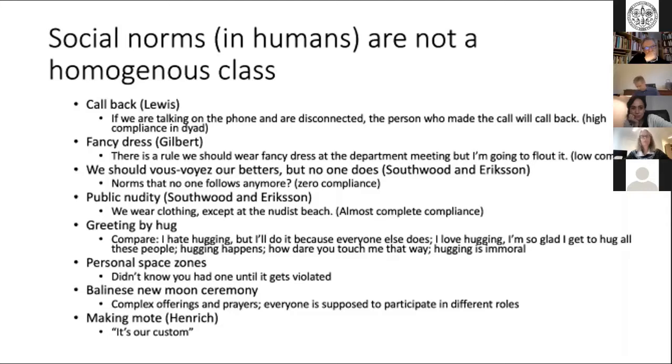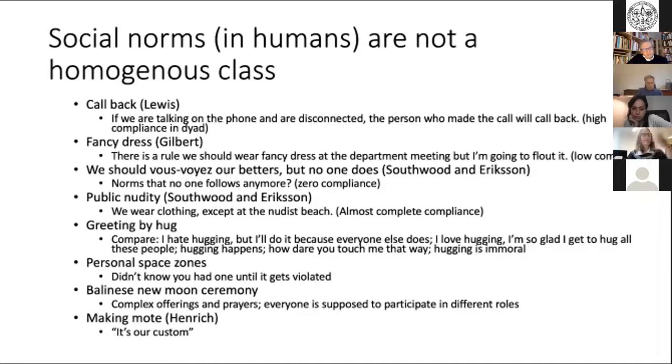It's a norm that exists between groups of individuals, two people, that if we're talking on the phone and we're disconnected, the person who made the call will call back. This is social in a dyad. There's high compliance in the dyad. But interestingly, there's not conformity in this case, right? So sometimes social norms, and some of the descriptions of social norms, it was behaviors that are very common in this group. And in this example, it's the pattern that's common, but it's not particularly the behavior that's common, right? If everyone just called back, then the goal would not be achieved. So it's important to recognize that there's a distinction between conformity and norm following in humans. And we should expect, if we're going to find norms in non-human animals, that there might be similar distinctions.